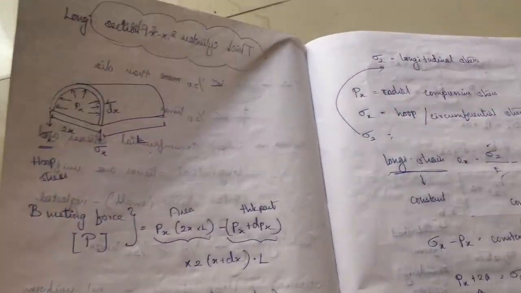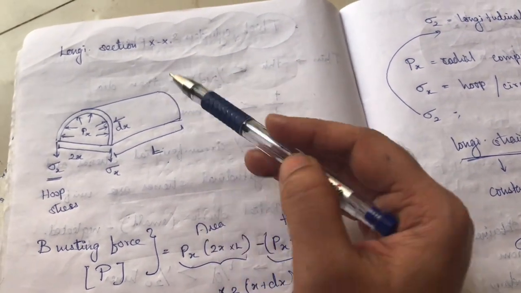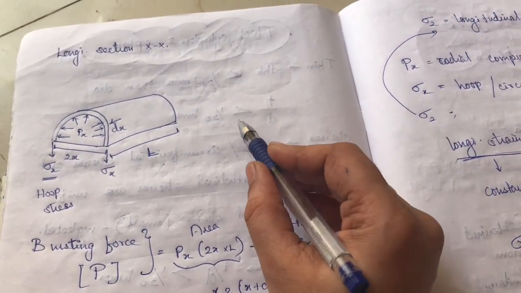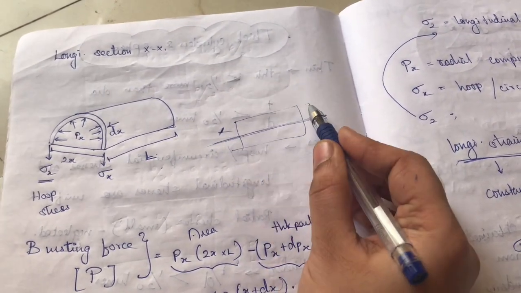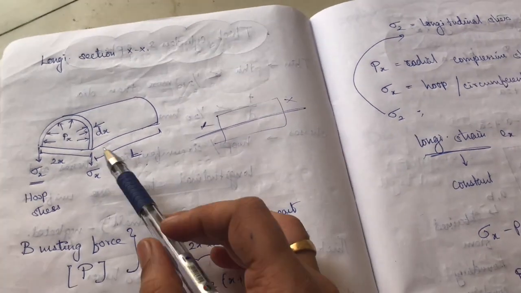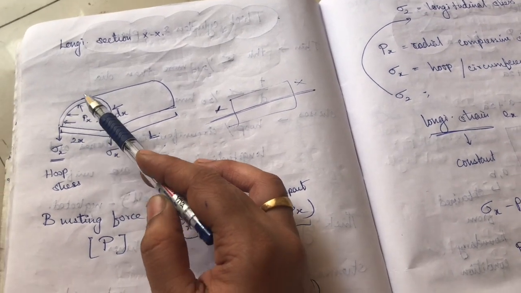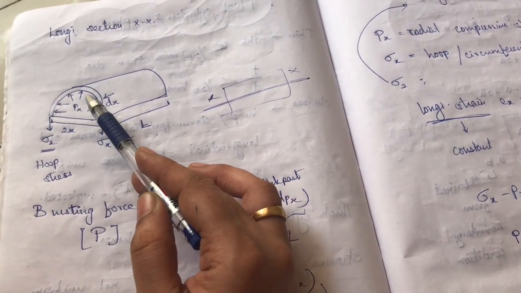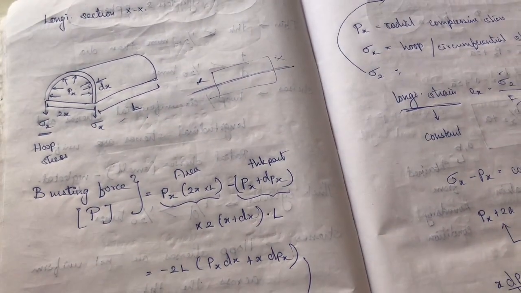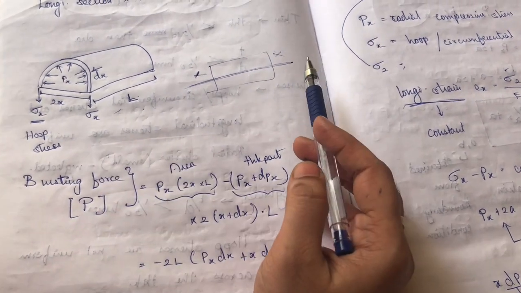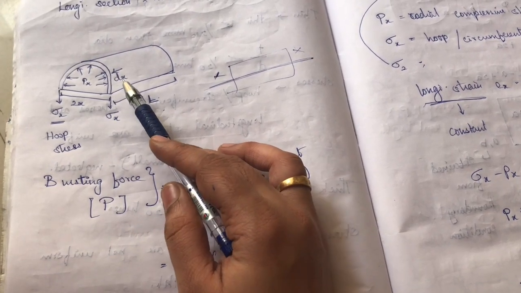Next, longitudinal section. I am just taking the longitudinal section, dividing it like this, XX section. So it will be like this. Here you can see the bursting pressure will be acting like this. Opposite to this direction the hoop stresses are acting, sigma x, and this is the distance 2x, a distance L, and this is the smallest area dx.